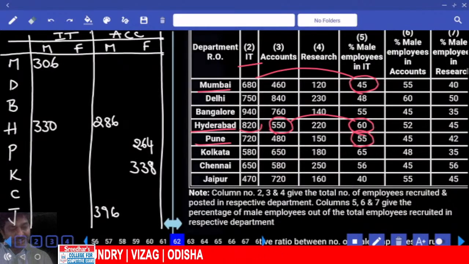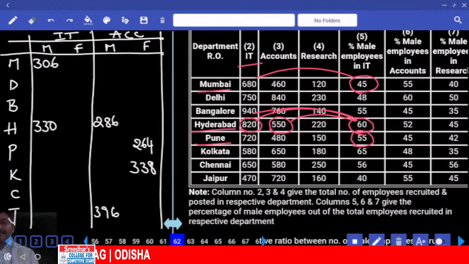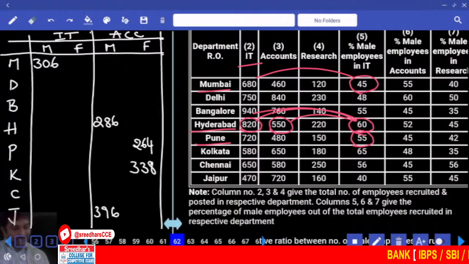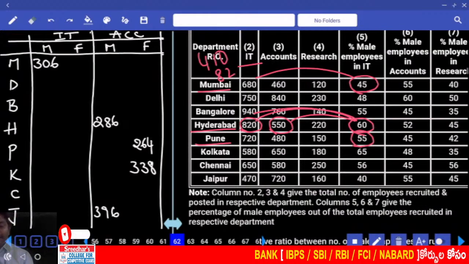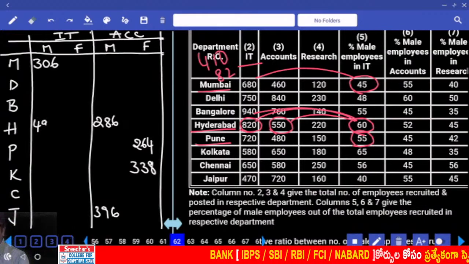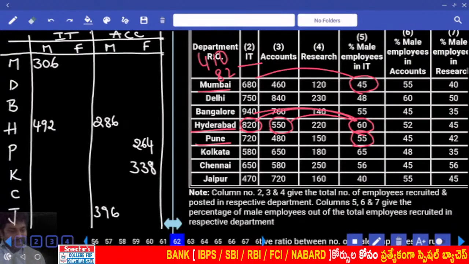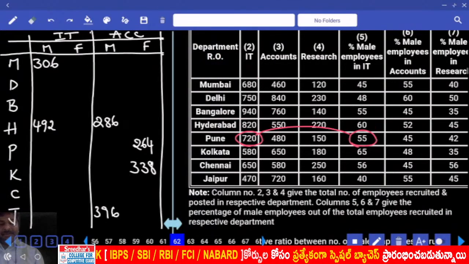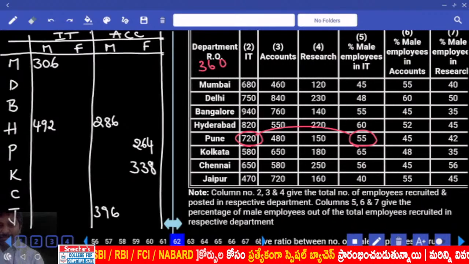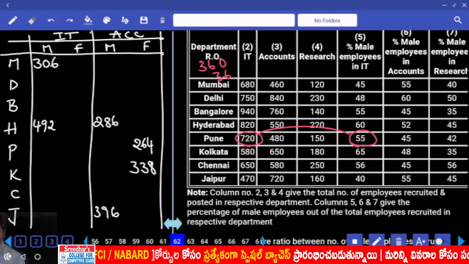Okay. Sare. 820. 50% plus 10%. 50% is 410. 10% is 82. Total 492. Then Pune, 55%. 50% plus 5%.